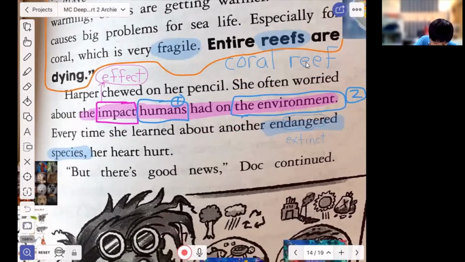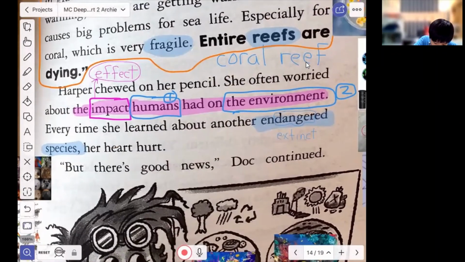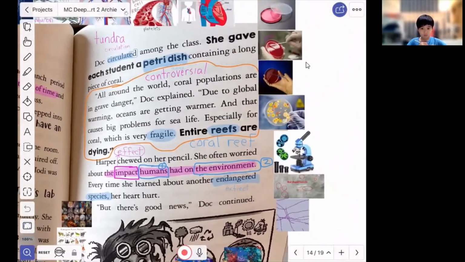And so Harper is especially feeling sad. She worries a lot about the environment. She worries about endangered species. She worries about what people are doing on Earth that is not helping the environment, but that is hurting the environment. And so she would really like to help the coral reef.